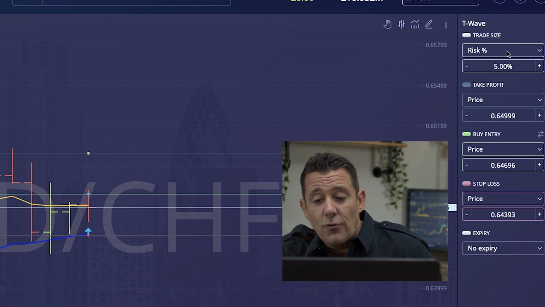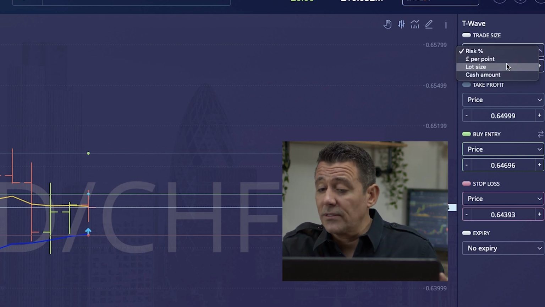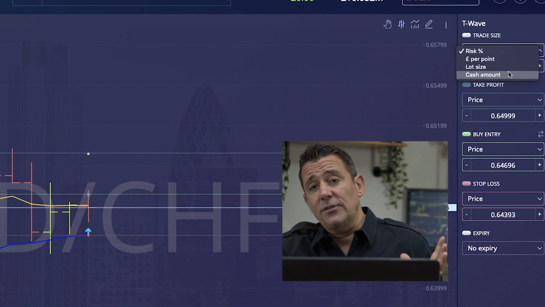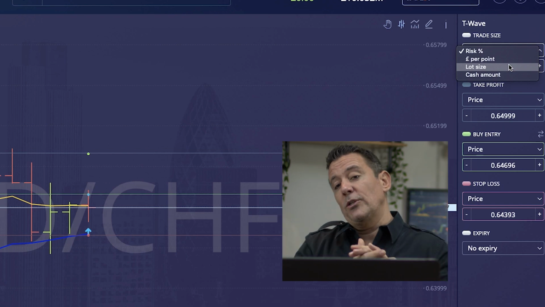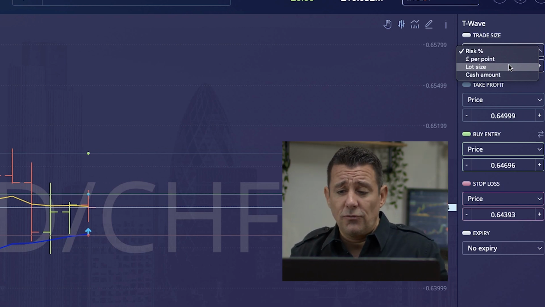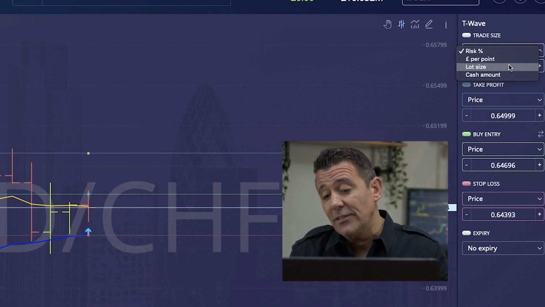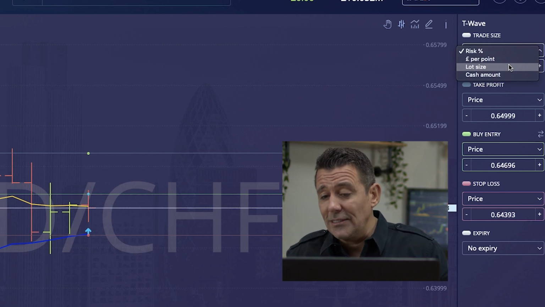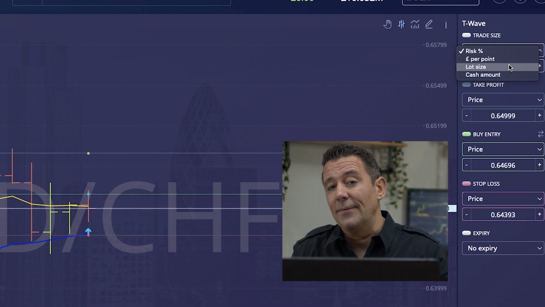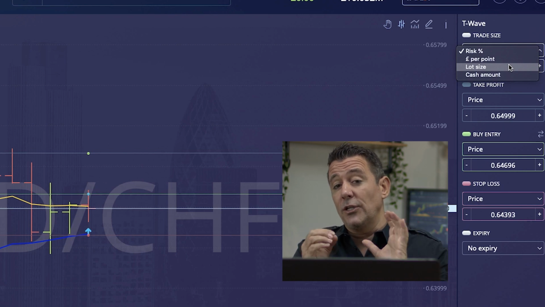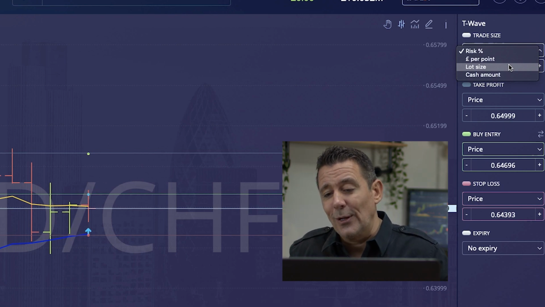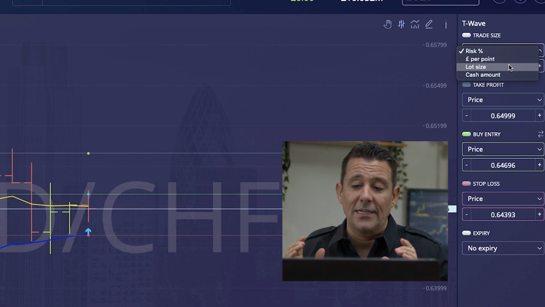We can change our risk, so we can do pounds per point, lot size or cash amount. It's one of the beauties of Smart Charts version 2, which we are looking at right now. It allows us to risk in a variety of different ways. We can risk by the amount of money we place on the trade. We can risk by a percentage or a lot size or a cash amount. That's really clever. So some of us who just like to use a cash amount, some of us like to use lot size, and some of us just like to keep it to percentage risk.